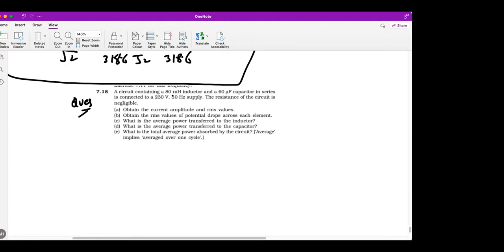Say that 230 volt is E naught, right? No. If nothing is mentioned, that means which value is this? RMS. Yes. Negligible means we'll take it as 1 or 0? The resistance is negligible, right? Resistance is negligible. Take it to be 0.